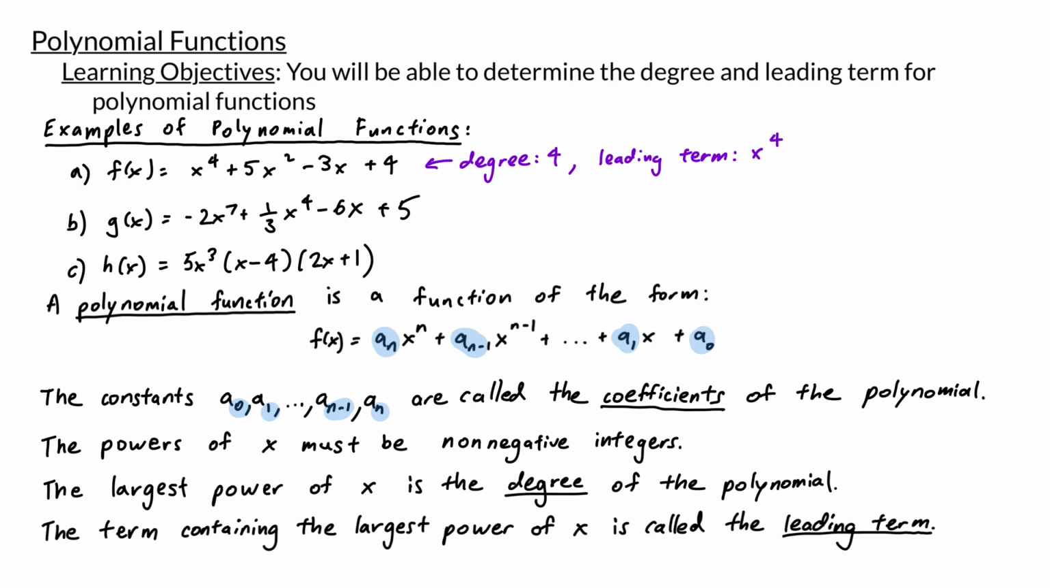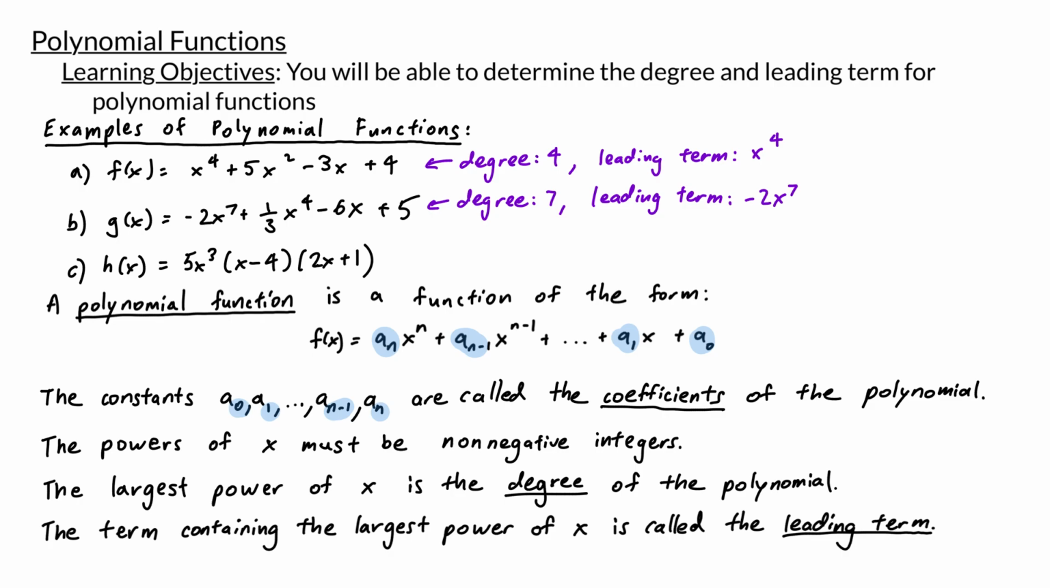For example B, we had the function g of x equals negative 2x to the 7th plus 1/3 x to the 4th minus 6x plus 5. The largest power of x that's present here is 7, so the degree of this polynomial function is 7. The term that contains this largest power is negative 2x to the 7th power, so that is our leading term. This time we would say that our leading coefficient is negative 2 because that's what's being multiplied to x to the 7th.